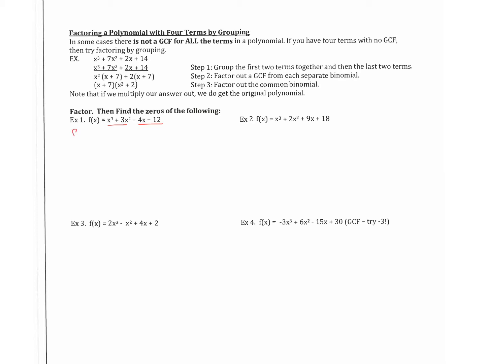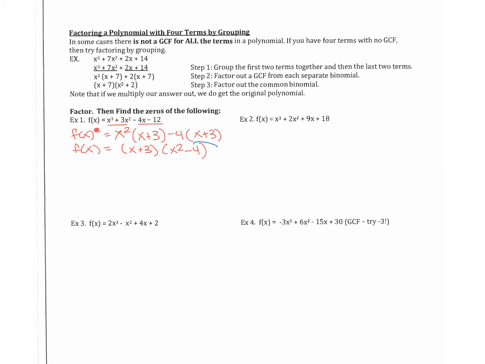In my first 2 terms, I notice I have an x squared in common, which leaves me with an x plus 3 in the parentheses. In the second 2 terms, I notice that I have a negative 4 in common, which also leaves me with an x plus 3 in parentheses. So my same parentheses is x plus 3, and you can write these in either order. And my leftovers is x squared minus 4. But I am not done.